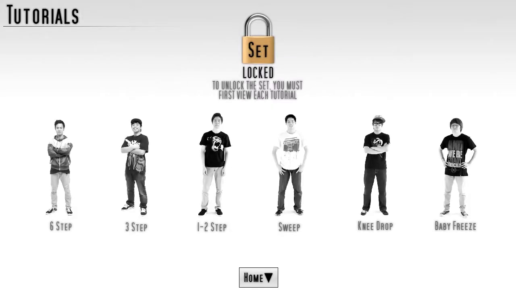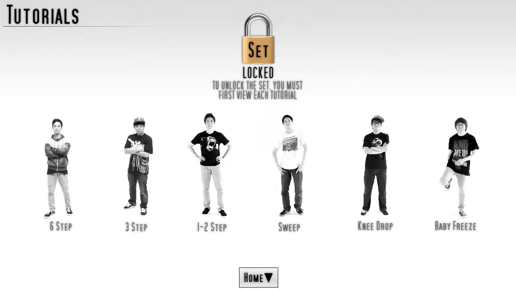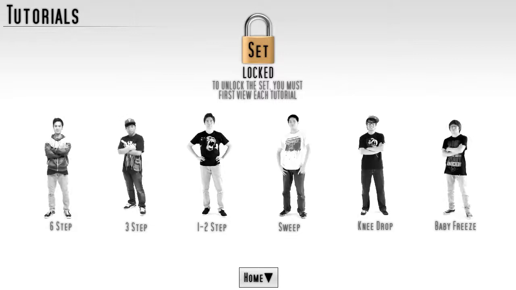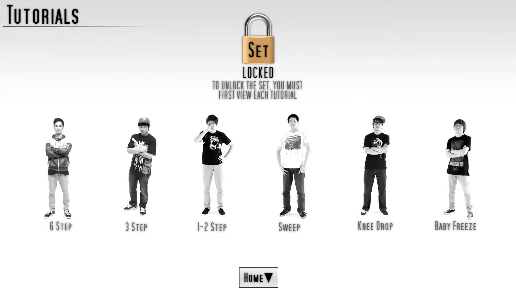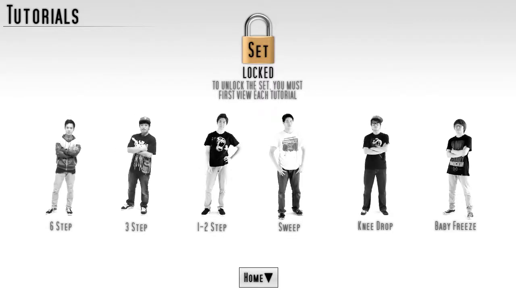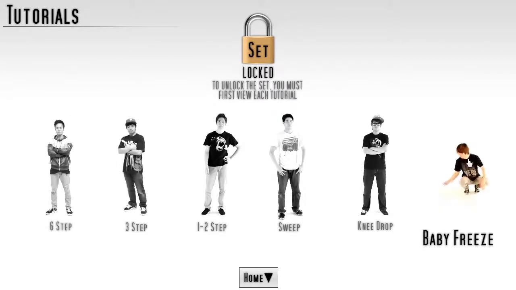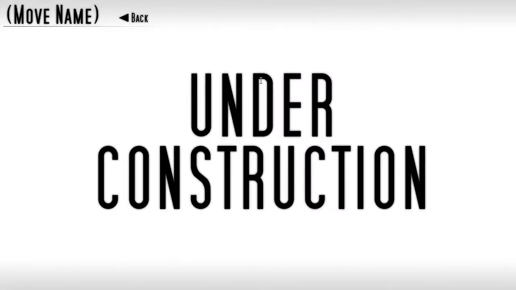Each section is pretty much the same. They all have the interactive section, the information, demonstration, and practice question sections. But only the 6-step tutorial is actually complete. The other ones are either incomplete or haven't even been started at all. The reason for this is because I ran into a bug, and this is due to a rookie mistake. For example, if you were to go into the baby freeze section, it would just say under construction.